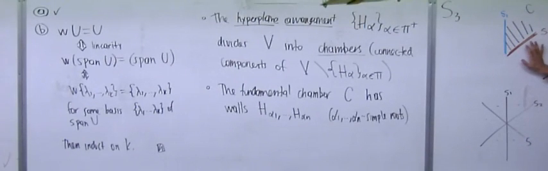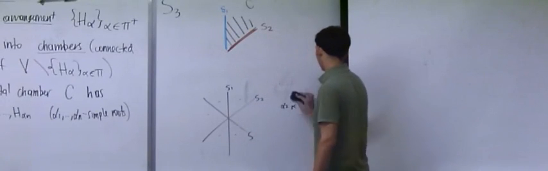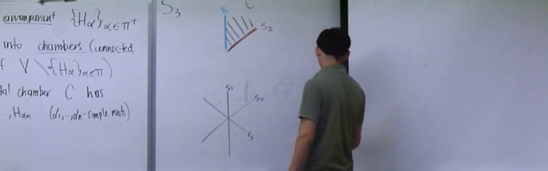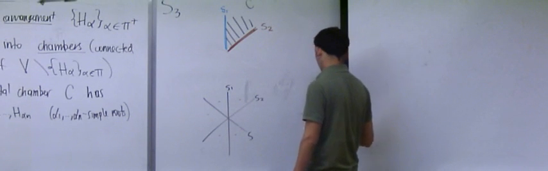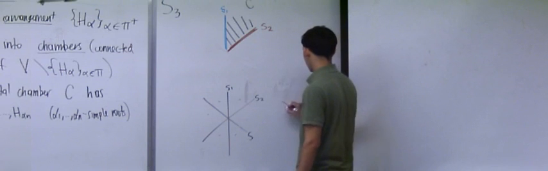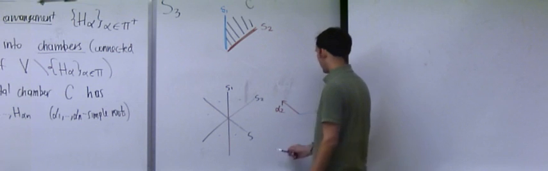So in this example, my fundamental chamber is C, and it has two walls, one corresponding to the simple root alpha 1, and the other one corresponding to the simple root alpha 2. And I want to actually get these colors to match, so let me color this blue, and let me color this brown. And then here's alpha.